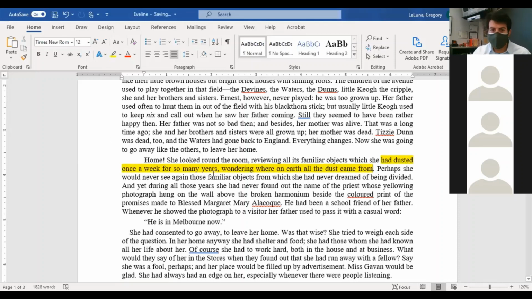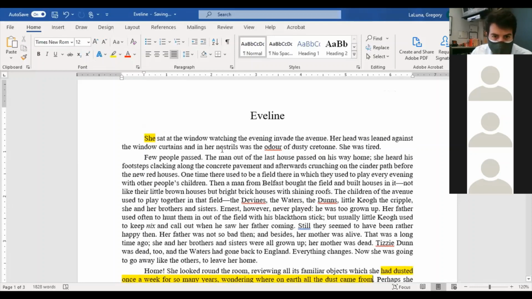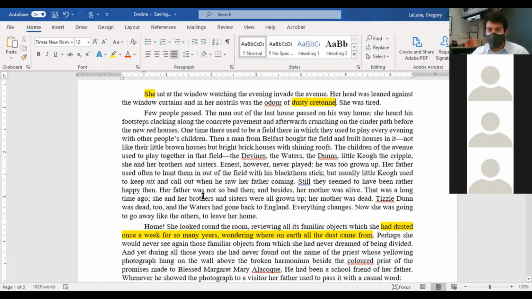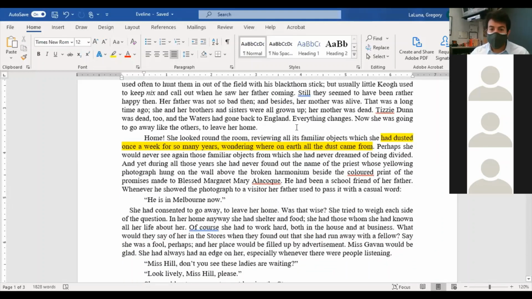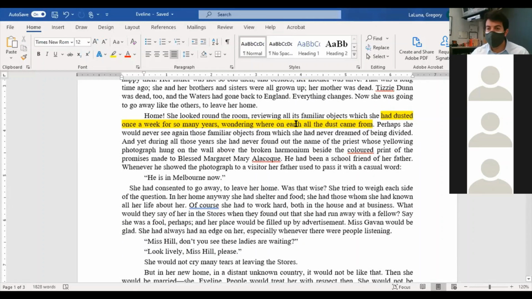There's this emphasis on dust, and we saw dust come up again up here. The curtains smell dusty, are dusty. And so, what's her home like? It's stale, it's boring, it's drab, and this is almost like a prison for her. At least until things start looking up when she meets someone named Frank.